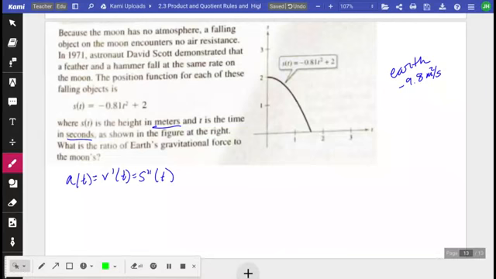So if s is this, then v is the first derivative of that. So I'll multiply that 2 down, decrease the power, and I get this. Then if I differentiate that, I actually get my acceleration, which would be the second derivative of my position, and I would get negative 1.62. Okay, and that would be meters per second squared.